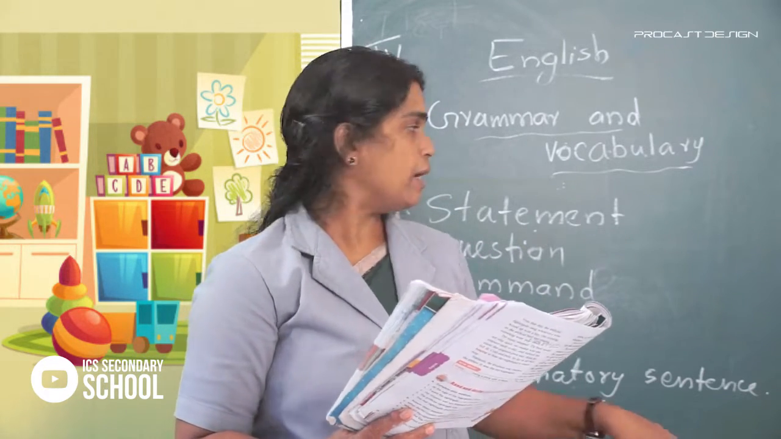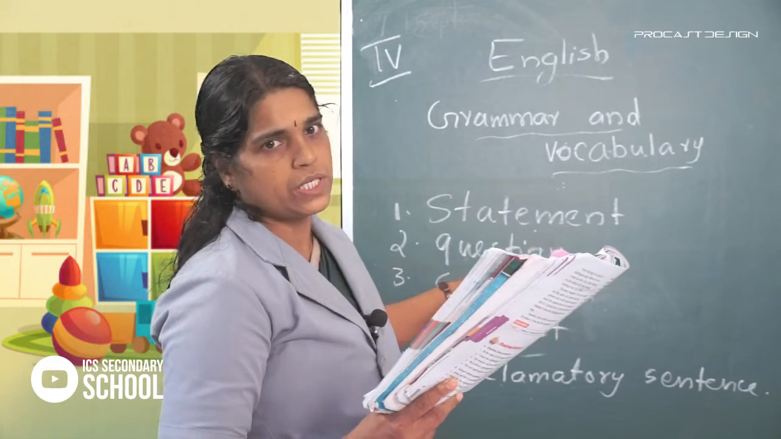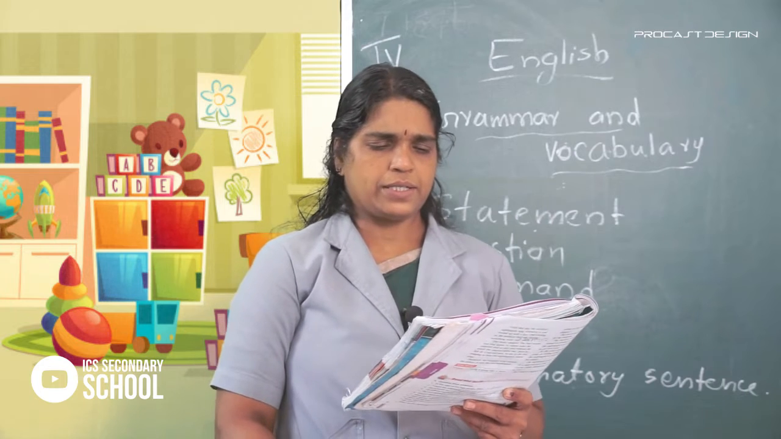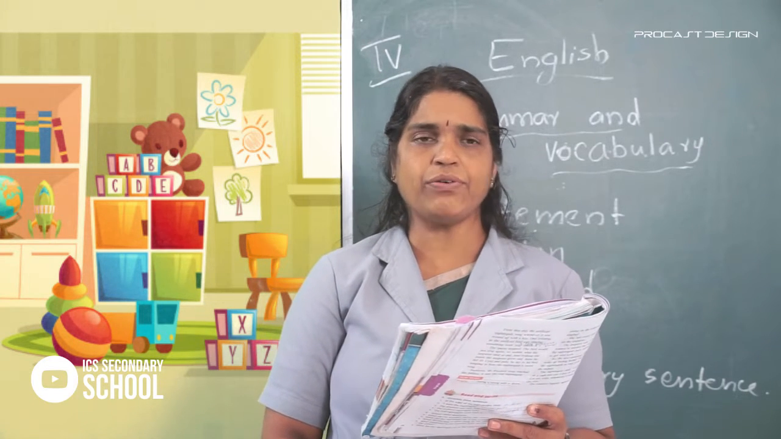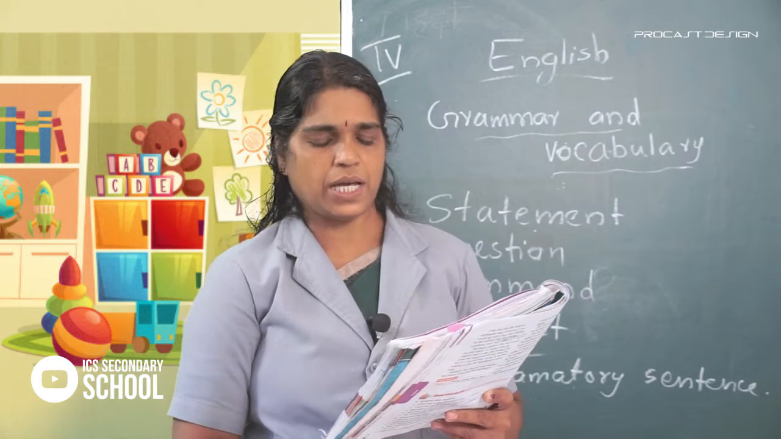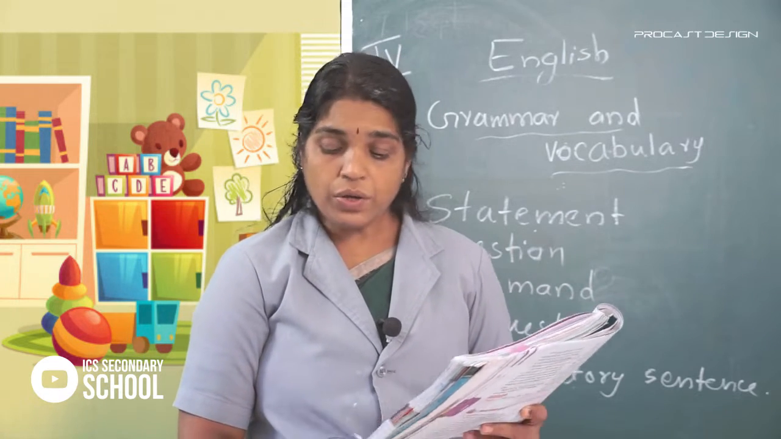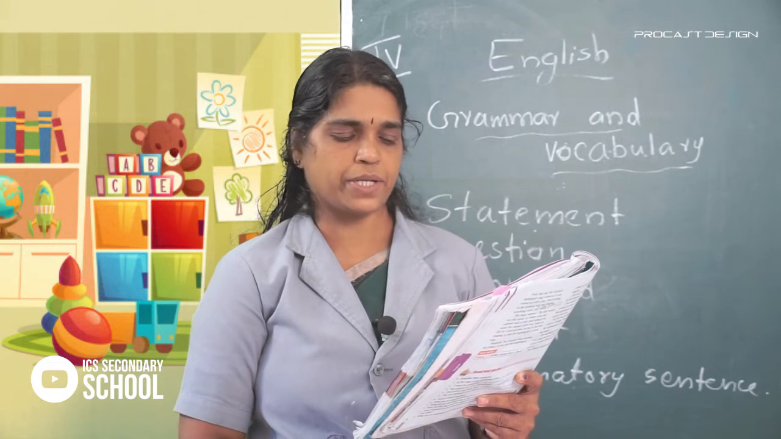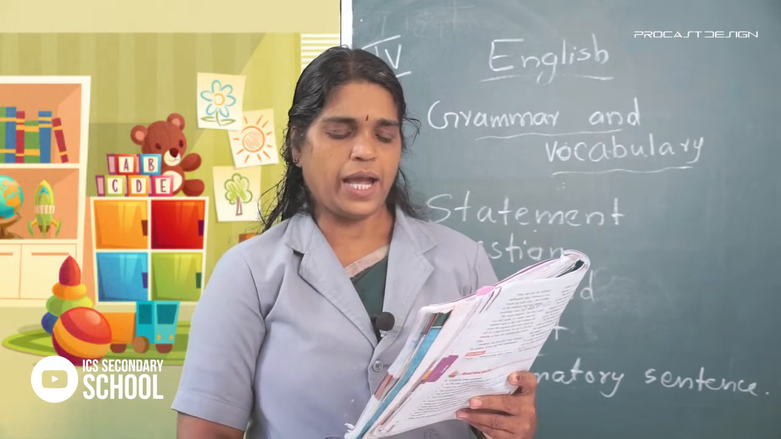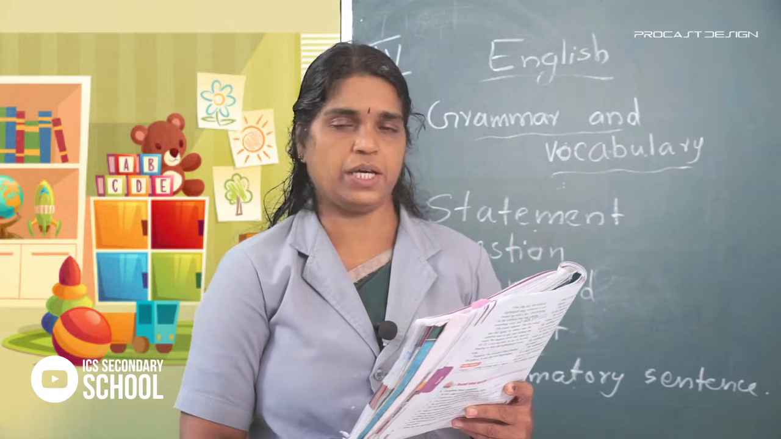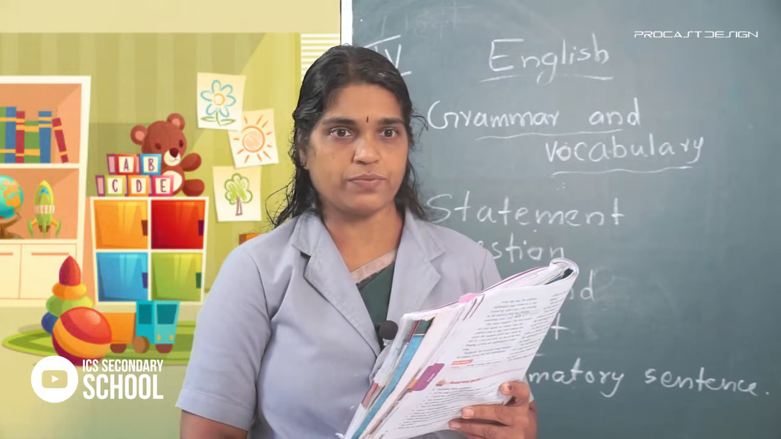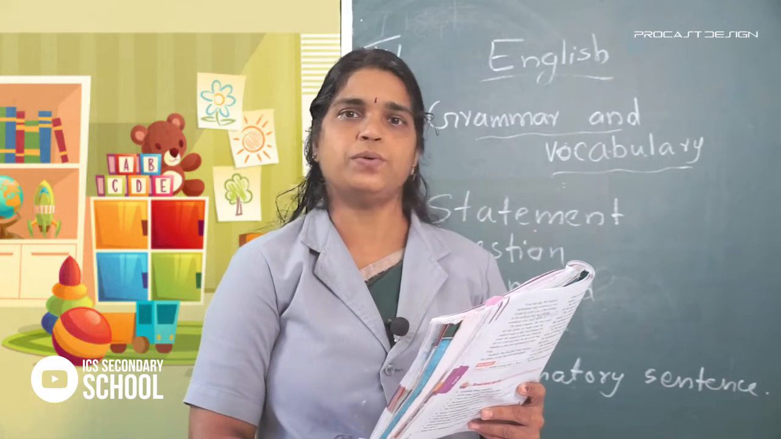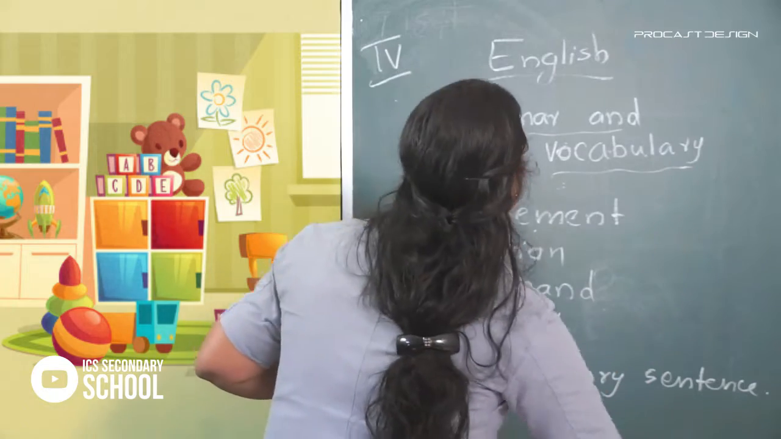Then we have studied about five types of sentences. Then what do you want to do? Activity C: write C for command, R for request, and E for exclamatory sentences. The sentences that express commands, we use C, sentences that are expressing in a polite way, we use R for request, and for exclamatory sentences we use E. Okay.